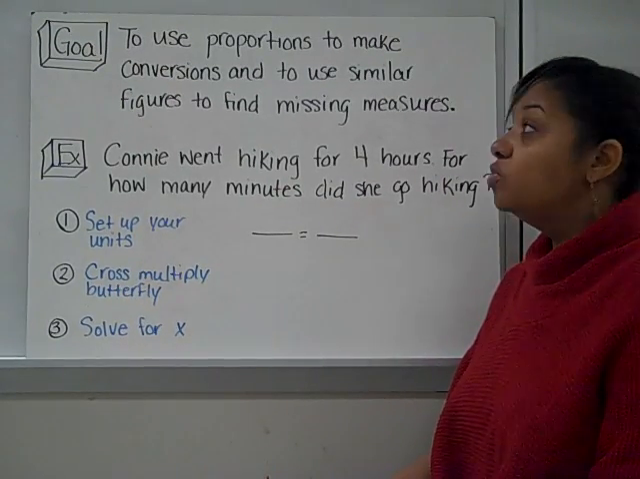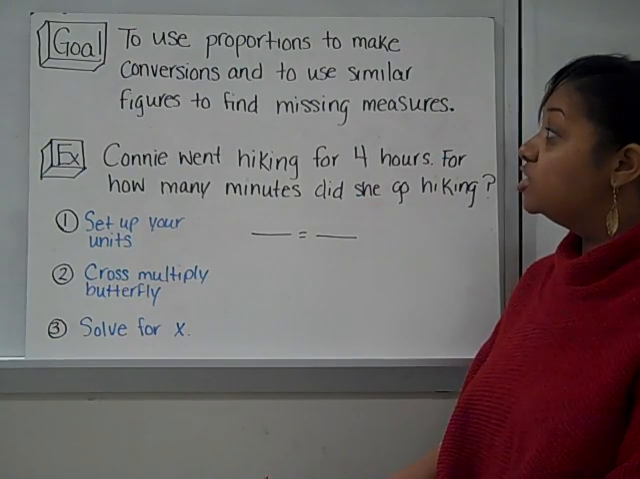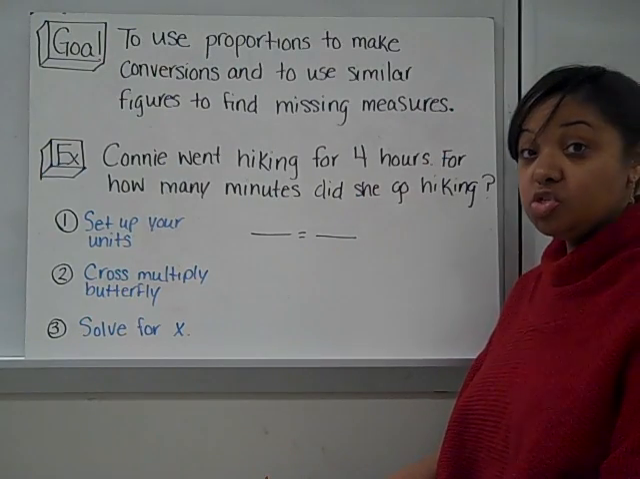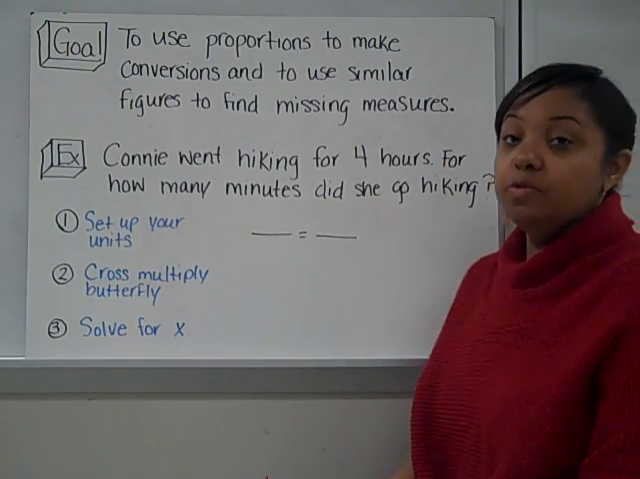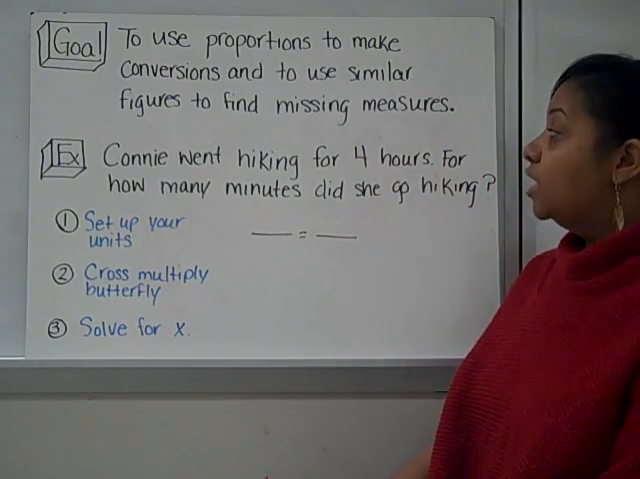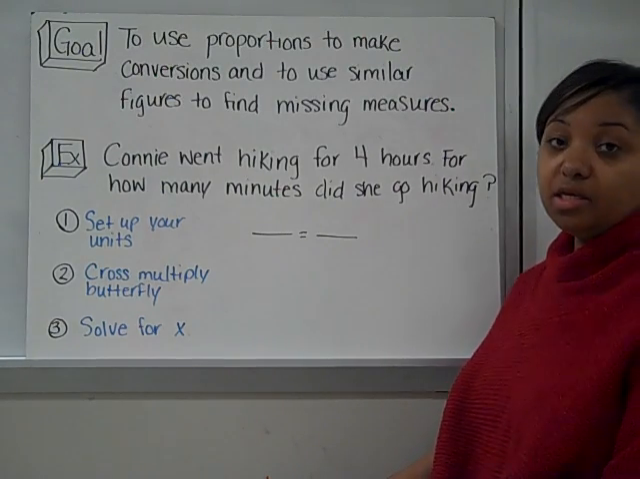Okay, so today's goal is to use proportions to make conversions and to use similar figures to find missing measures. We talked about this in class today. So the first example is Connie went hiking for 4 hours. For how many minutes did she go hiking?